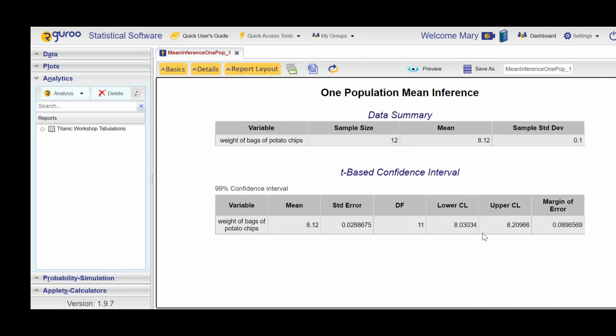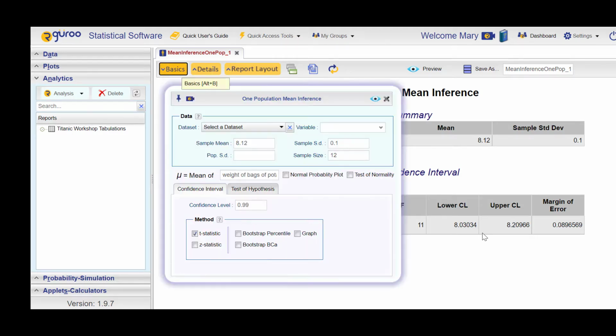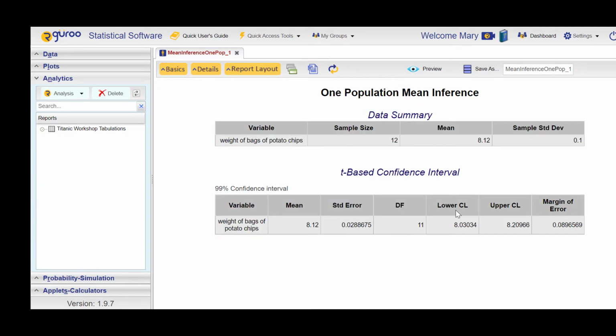So the big thing here is you want to pay attention to whether or not you are given the population standard deviation or the sample standard deviation. If you're given the population standard deviation, you want to go with a z-statistic method. And if a sample standard deviation is given instead, you want to go with a t-statistic method. Okay? All right, so if you have questions, please let me know.